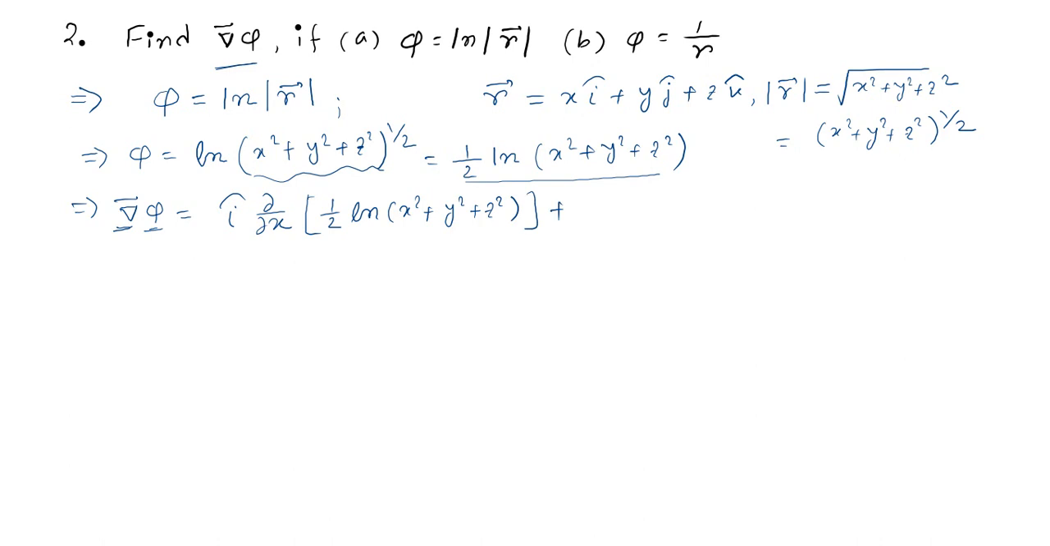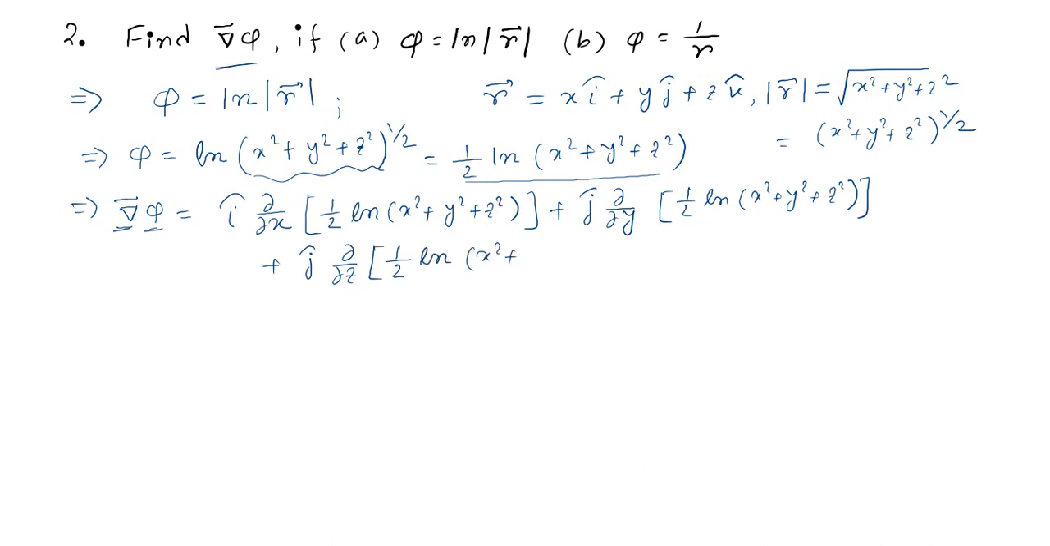So it is ln x square plus y square plus z square. Similarly, the second term will be j cap term, and it will be del del y. It is again the same thing, ln x square plus y square plus z square, and the third term is k cap del del z. It is again half ln x square plus y square plus z square.